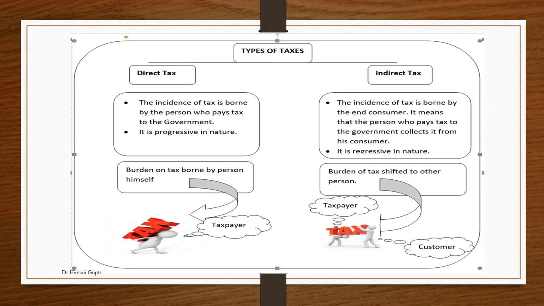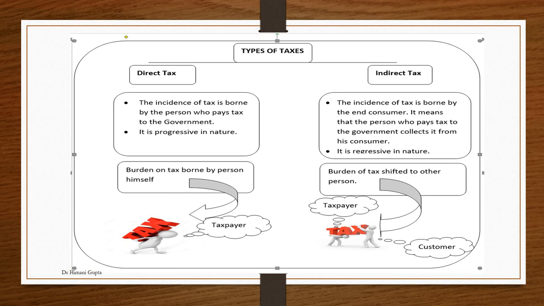Suppose you go to the market and purchase a biscuit packet. And let's say on the biscuit the tax rate is 5%. You purchase the packet worth ₹10 on which 5% tax is there. So you have to pay 10.50 irrespective of whether your income increases or decreases. Hence, it is known as regressive in nature.